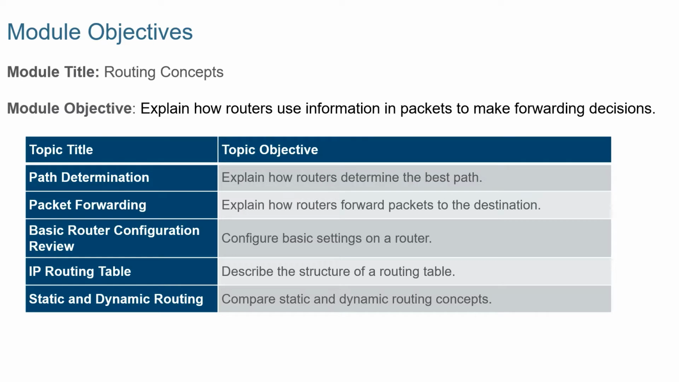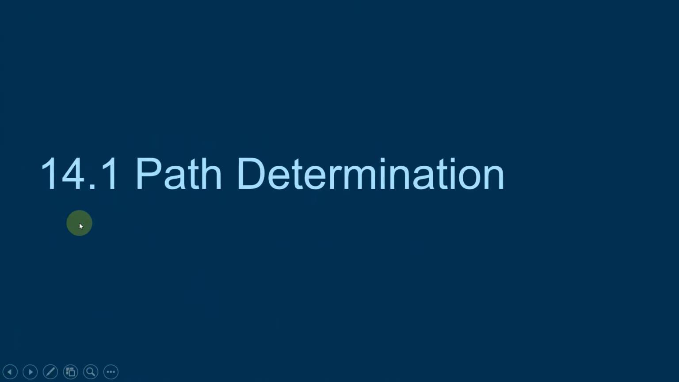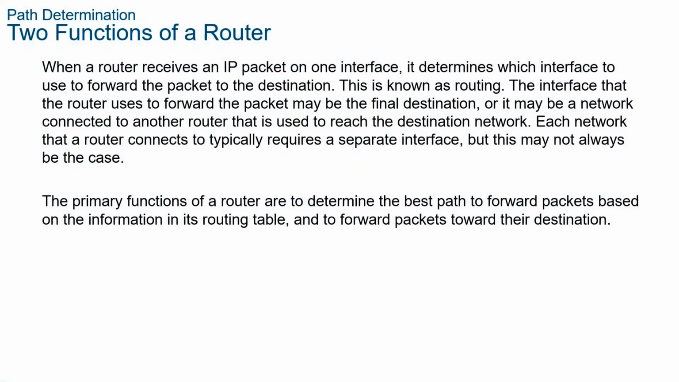For the module objective, at the end of this video lecture, you should be able to explain how routers use information in packets to make forwarding decisions. Also included in this video lecture are subtopics like path determination, packet forwarding, basic router configuration review, IP routing, and static and dynamic routing. So let's begin with path determination.